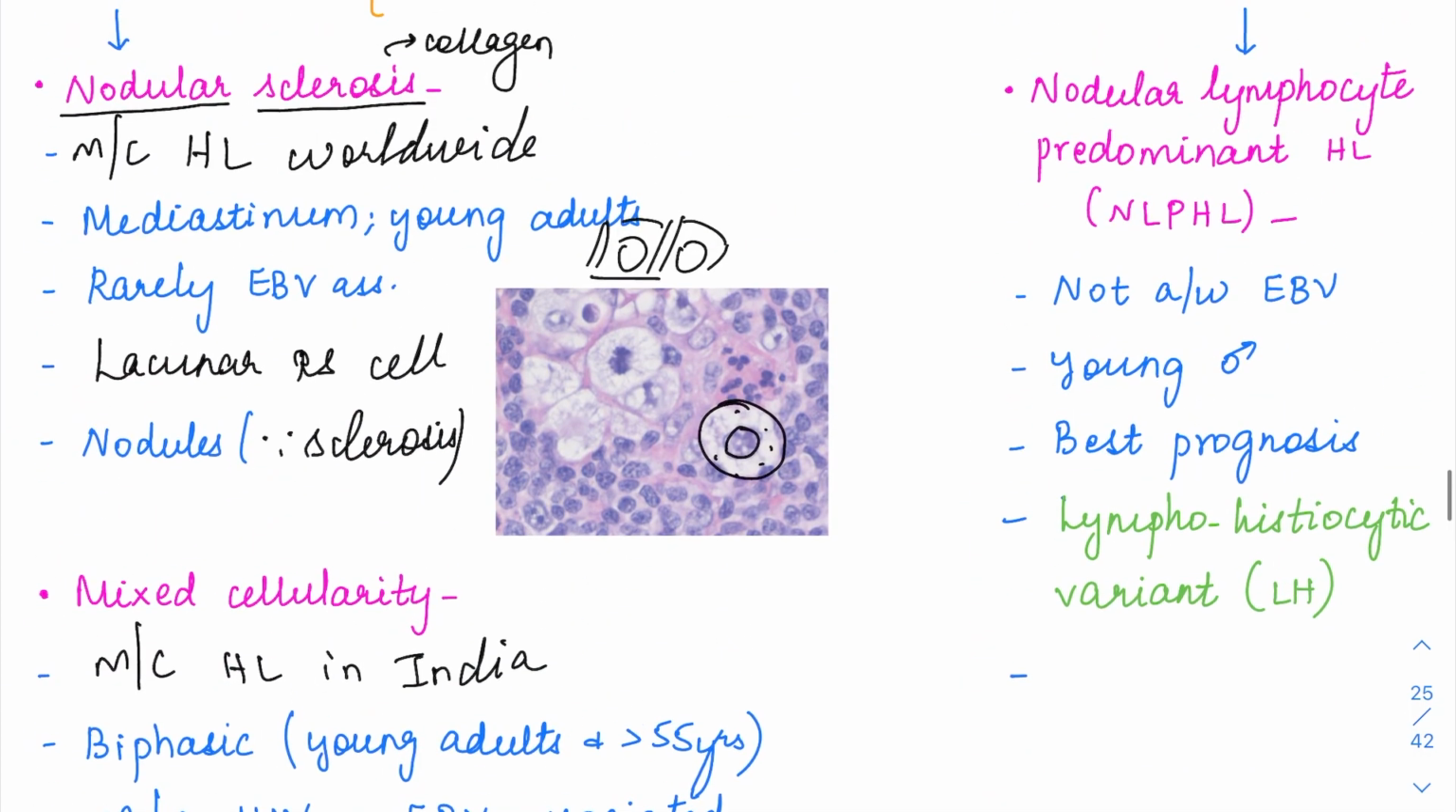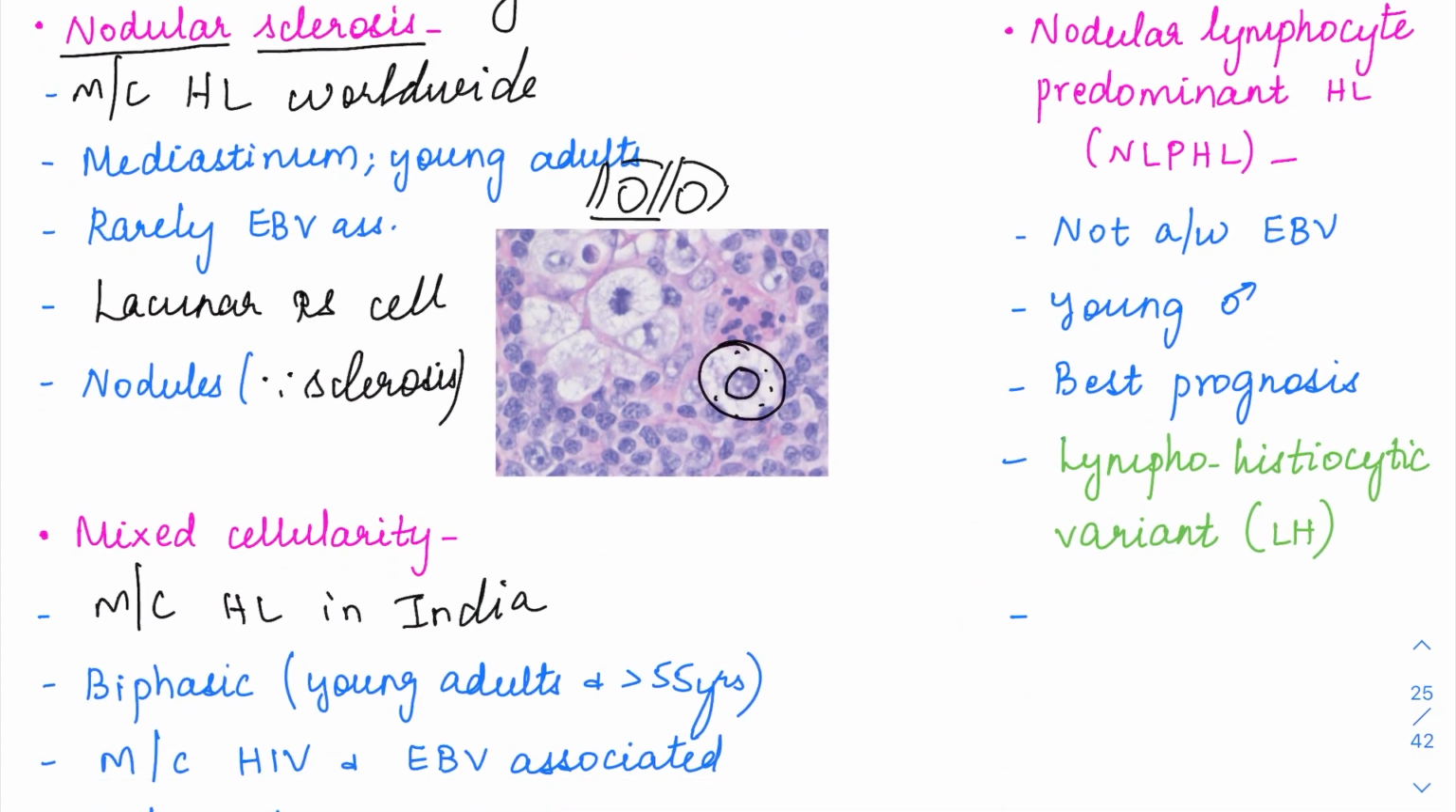Okay, so each of the subtypes is going to have a different type of RS cell. Nodular sclerosis has the lacunar RS cell. Mixed cellularity has the classical binucleate one, while in lymphocyte rich it is both mononucleate and binucleate. Lymphocyte poor or depleted has the mummified or the pleomorphic RS cells.